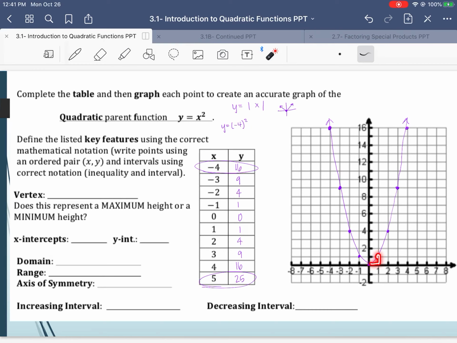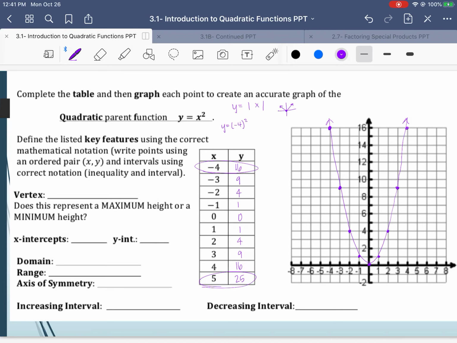So here it's like over 1, up 1, because 1 squared is 1. This one's over 2. 2 squared is 4. So notice it went up 4 units. Over 3, it goes up 9 units. So we can tell that this is going up 1, 4, 9, 16. They're going up by perfect squares. So that rate is definitely increasing as we go.